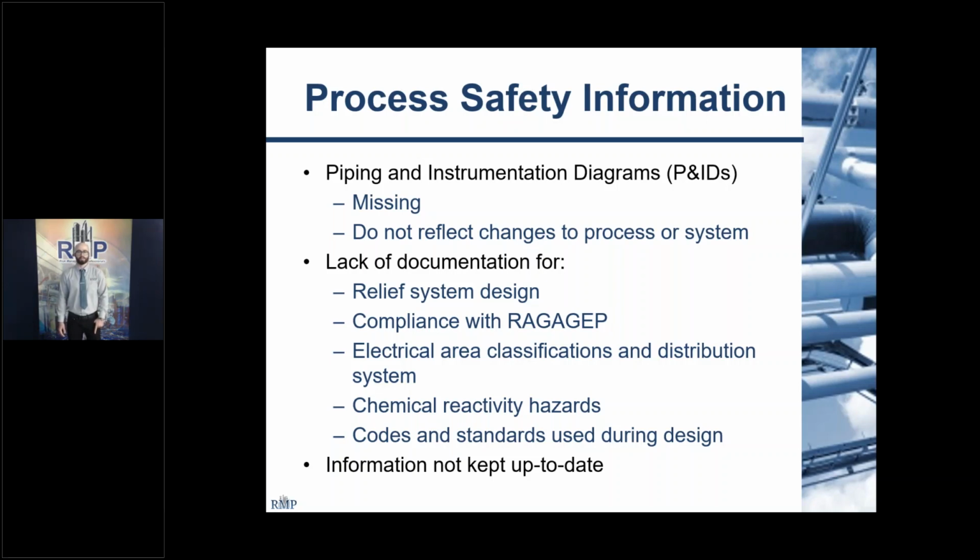So also for process safety information, typical things that are missing that we find are the relief system design, the non-compliance with RAGAGEP, which is recognized and generally accepted good engineering practices, electrical area classifications and distribution system, chemical reactivity hazards, and codes and standards used in the design. So all this information has to be accounted for in your process safety information.